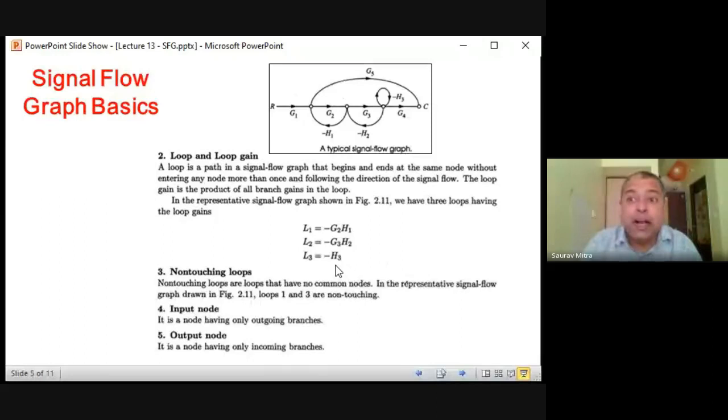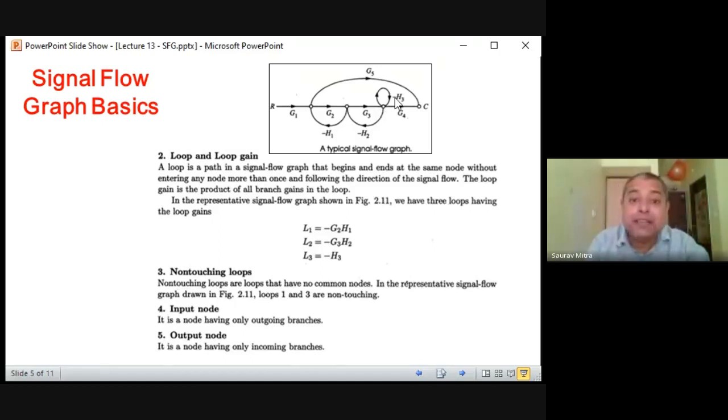Then you have to find how many two non-touching loops are there. So this is a small system, that's why non-touching loops are there. Sometimes there will be two non-touching loops, sometimes there will be three non-touching loops. If the circuit or system is very big, there may be four non-touching loops. So just check what the loops are. So three loops, then check whether loop 1 and loop 2 are touching or non-touching. We are finding they are common to a node. Okay, so loop 1 and loop 2, L1 and L2, they are touching. Okay. Loop 2 and loop 3. Loop 2 is G3H2 and loop 3 is minus H3. They are also touching, and this is the node where they are touching.